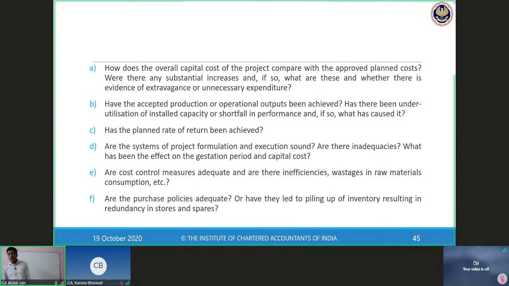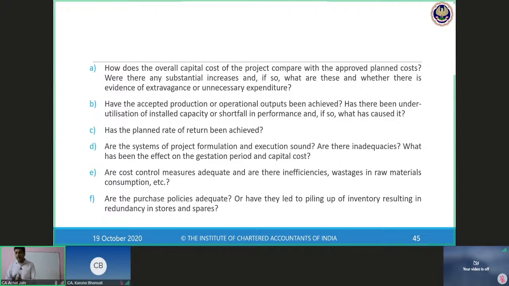How does the overall capital cost of the project compare with the approved planned costs? Were there any substantial increases? And if so, what are these? Whether there is evidence of extravagance or unnecessary expenditure. Have the accepted production or operational outputs been achieved, meaning the normal levels should have been maintained? Has there been underutilization of installed capacity or shortfall in performance? And if so, what has caused it? Even if this has happened, was it beyond the control, or was it because of some abnormal reasons, or in the normal course this was required to be assessed?